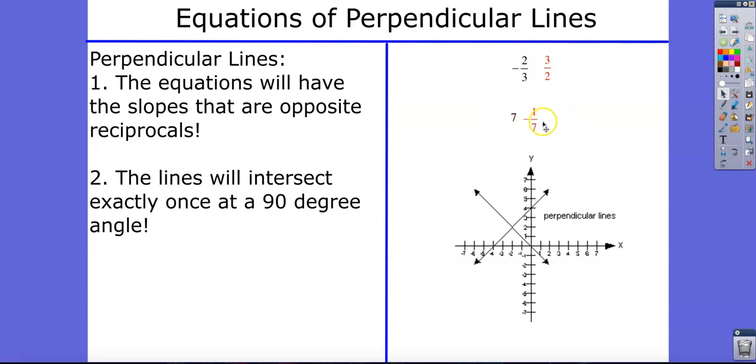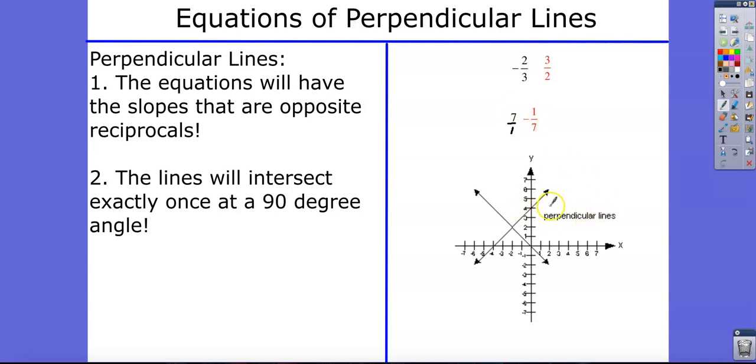Another example is if I have a whole number. If one line has a slope of 7, then the perpendicular line will have a slope of -1/7. And the reason for that is, anytime I have a whole number or an integer, I put a 1 underneath it to turn it into a fraction. So this 7 is actually 7/1. I changed the sign, so it became negative, and then I flipped it over. That's how I got 1/7.